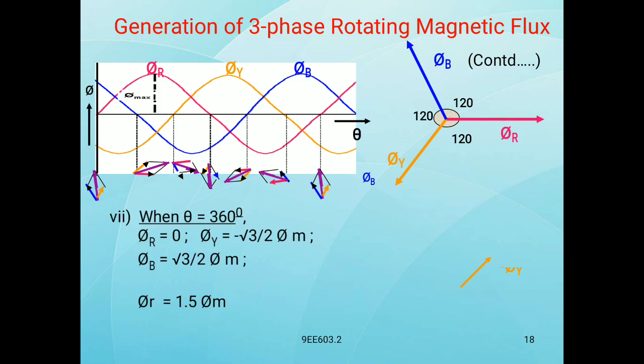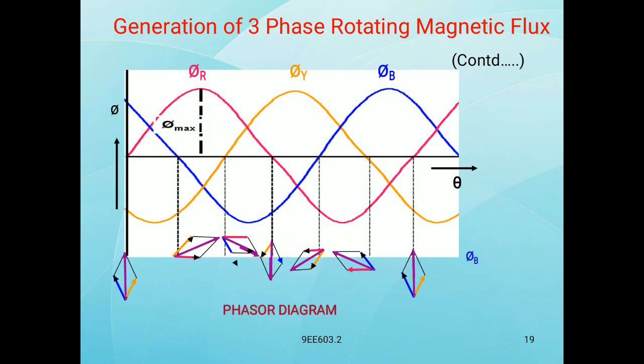Now the vector minus φy is drawn in this direction, and the φb is in this direction, and these two resultants will give the φr. This is the φr value. These are the phasor diagrams, different phasor diagrams for different theta values.